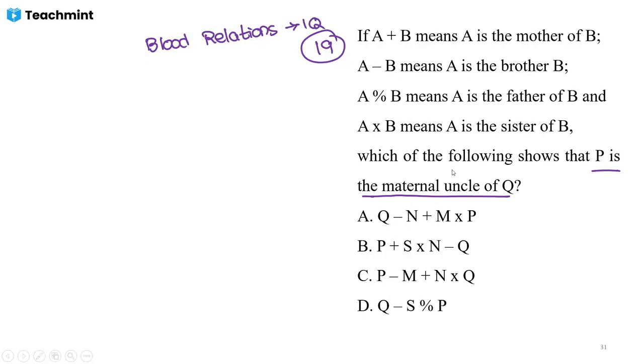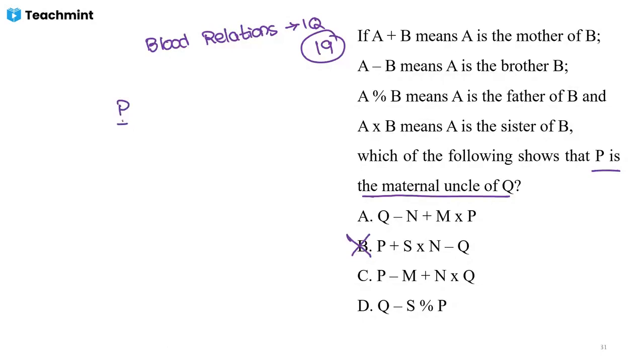Maternal uncle. Okay, now if you observe, P is the maternal uncle of Q, right? So P must be male gender, right? I can eliminate option B because P is maternal uncle means P is male, uncle is male.